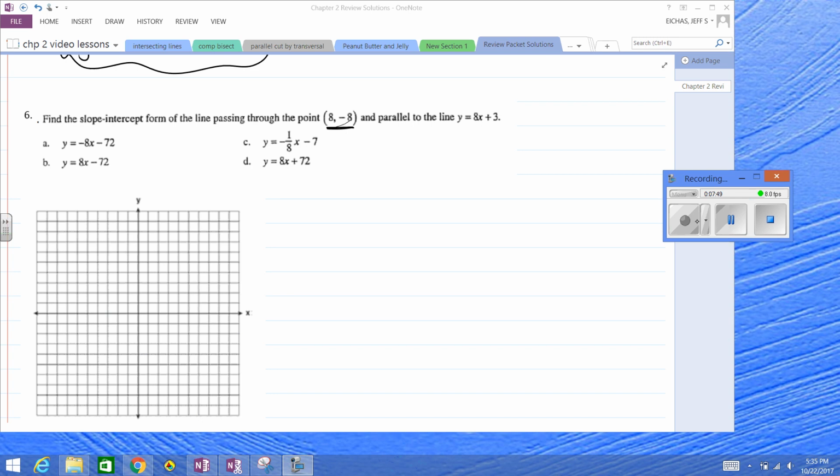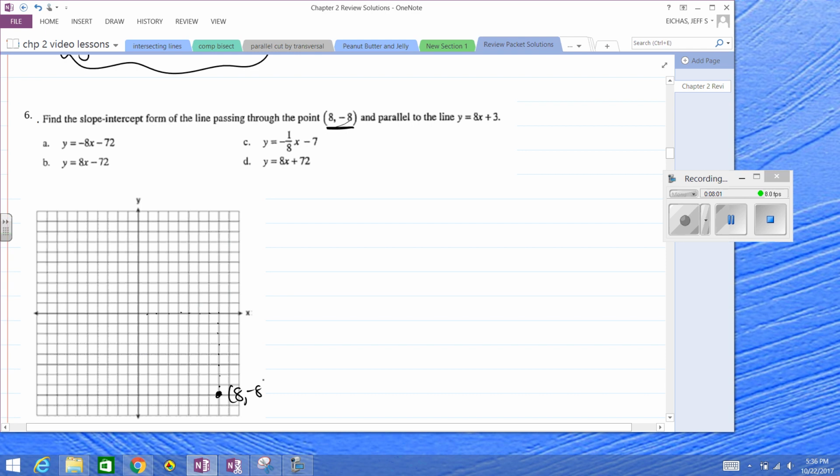Okay, so we'll plot the point 8, -8. All right, so there it is, 8, -8. And we want to have a line that's parallel to that line. Wow. Okay, it's probably not going to work using the graph, because I'm seeing it right now. The original line has a slope that is 8 over 1. A parallel line, that's the symbol for parallel right there, double vertical line, okay? So a parallel line must have the same slope.